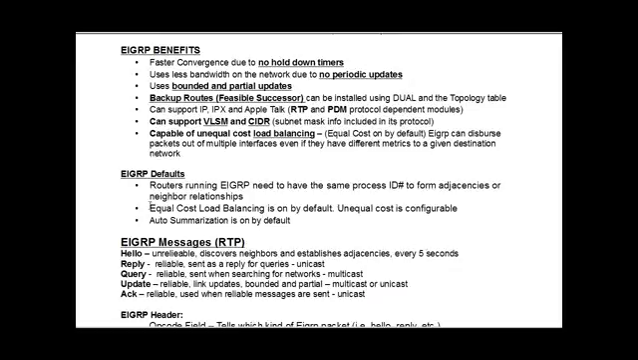EIGRP defaults. Routers running EIGRP need to have the same process ID number or AS number to form adjacencies with their neighbors. Equal cost load balancing is on by default, but unequal cost is configurable. Okay, and then auto summarization. EIGRP summarizes routes by default. Oftentimes you're going to have to turn this off in EIGRP. So auto summarization I have there.